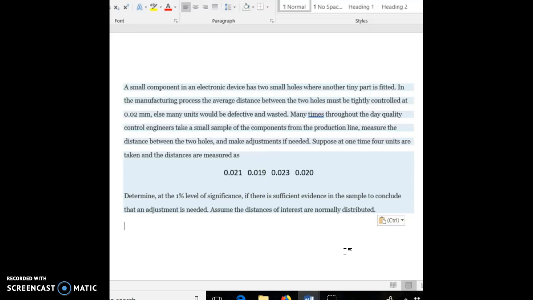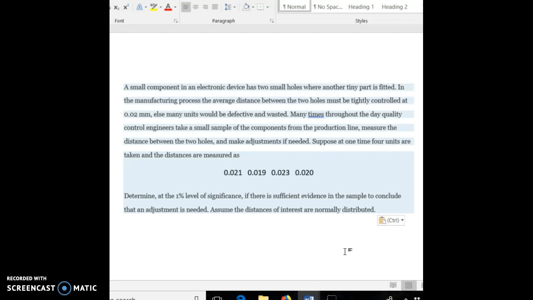Okay, so in this example, we have a small component in an electronic device that has two small holes where another tiny part is fitted. In the manufacturing process, the average distance between the two holes must be tightly controlled at 0.02 millimeters, else many units would be defective and wasted.